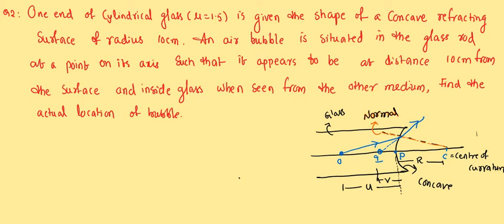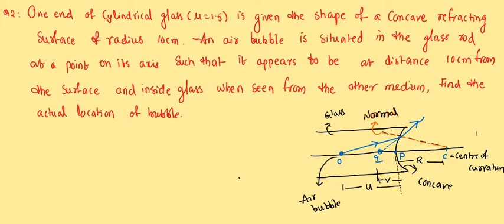And then object O is located here. You see here an air bubble. This is the air bubble. The air bubble is situated in the glass rod at a point on its axis such that it appears at a distance of 10 centimeters from the surface. The air bubble is situated in the glass, but it appears at 10 centimeters from the surface.